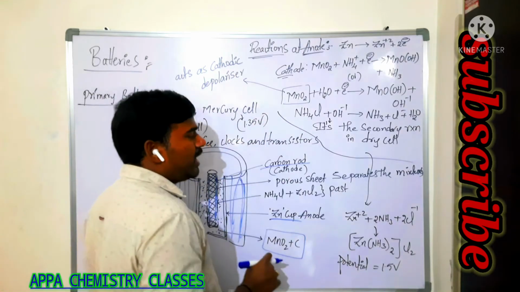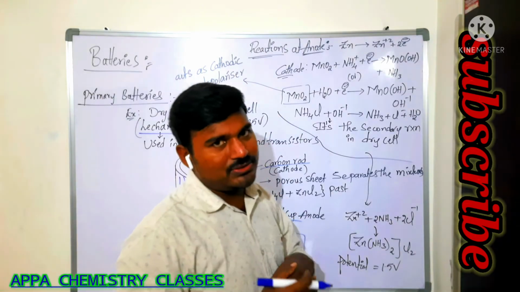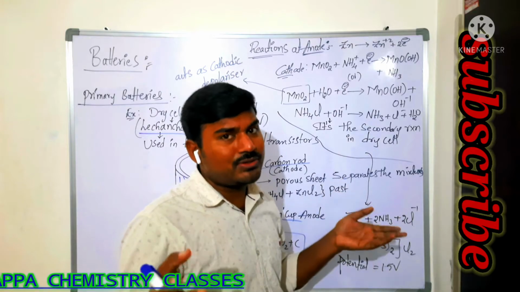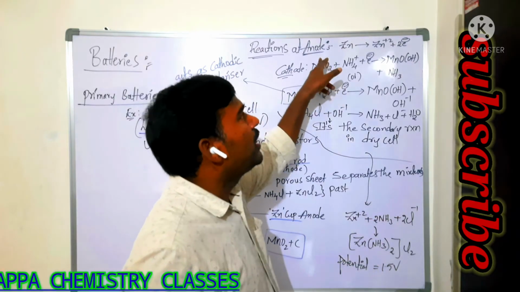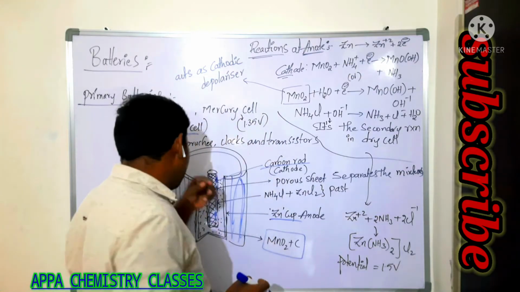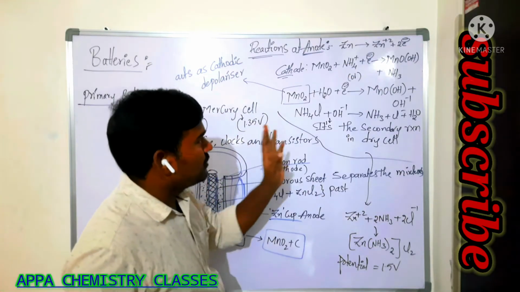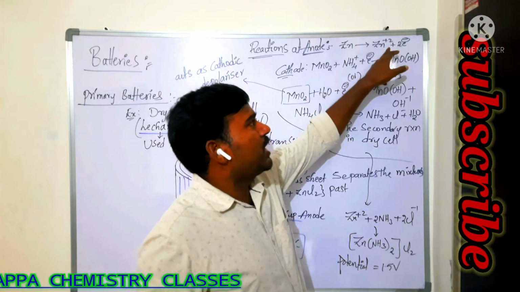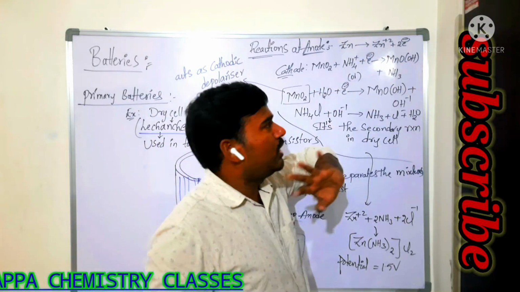Now you see the reactions at the cathode and anode, what happens? We know that at the anode, oxidation always takes place. This is the anode, and oxidation is taking place, the anode is zinc. The zinc electrode is oxidized to Zn2+ plus 2 electrons.